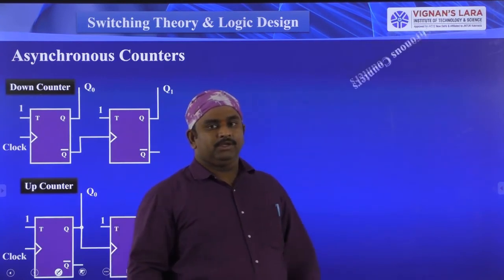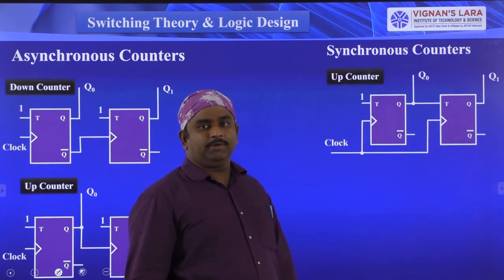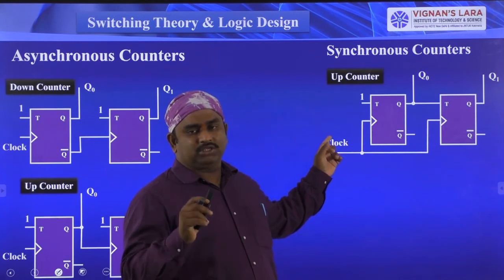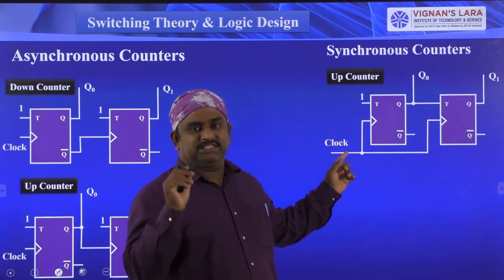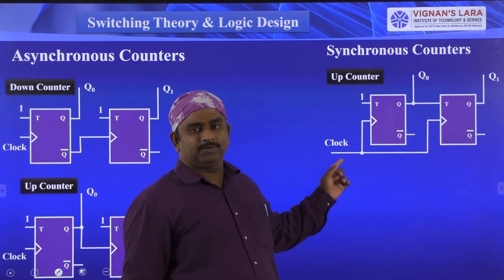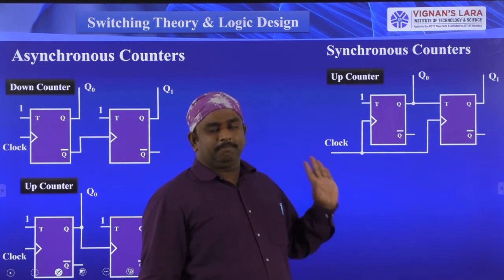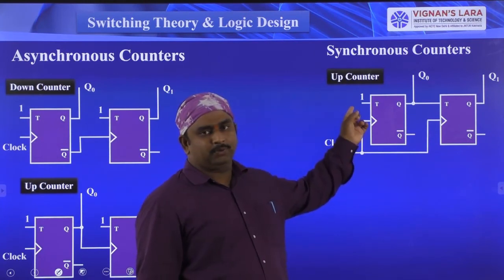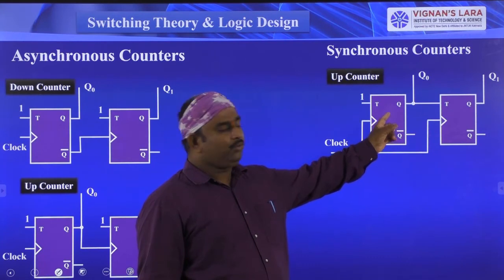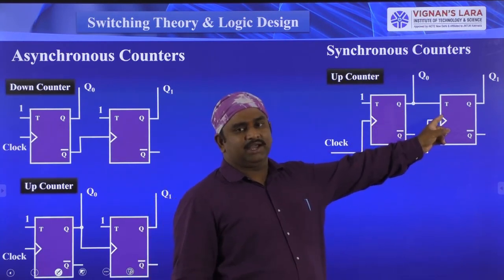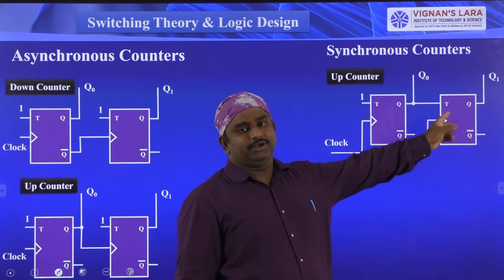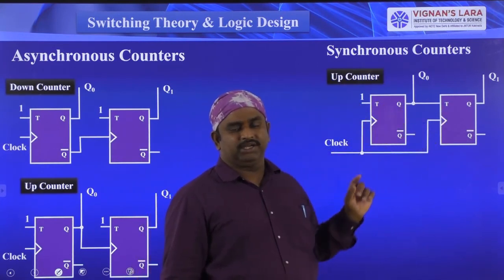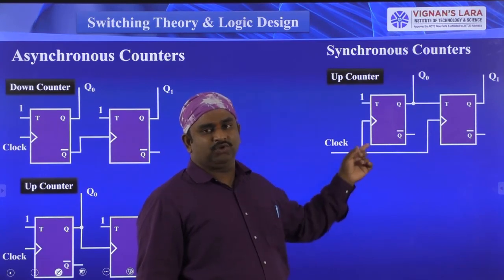Now coming to the synchronous counter. Here the common thing is that a single clock signal is connected to all the flip-flops, so there is no change in the clock signals. But here we have some modifications at the input signal. The first flip-flop input is equal to 1. The first flip-flop original output is connected to the second flip-flop T input. So this is for up counting.